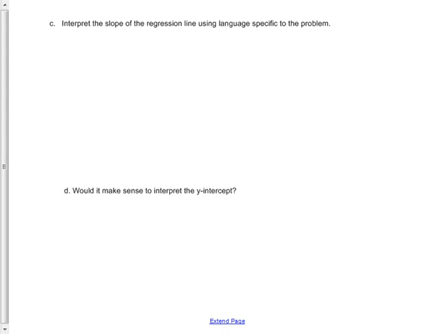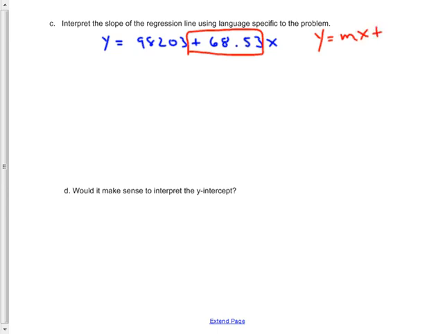All right, so in part C, it wants us to interpret the slope of the regression line using the context specific to the problem. So let me just copy down again that was my regression equation. The slope is always this number right here. Remember, in algebra you have y equals mx plus b, and m is the slope. What Minitab does is basically switches the order. Minitab gives you the y-intercept first, and then the slope attached to your x variable. So here the slope is positive 68.53.